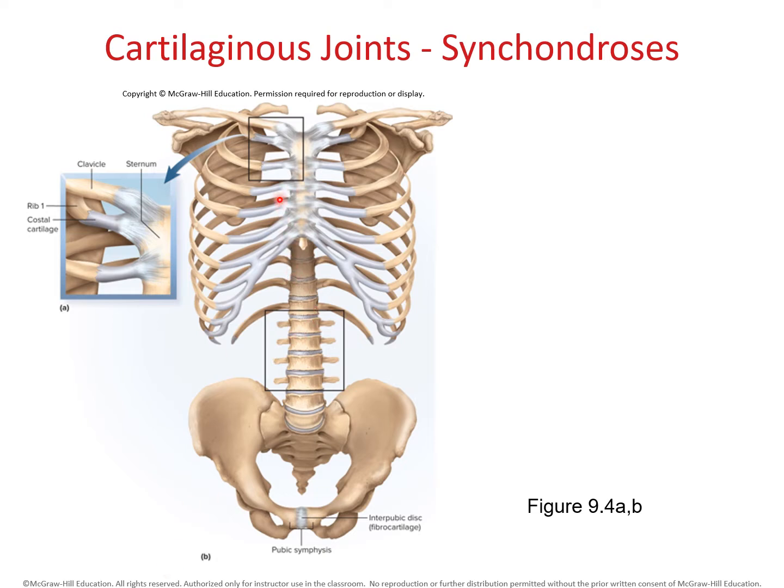She's done. All right. So the rest of these ribs are actually connecting to the sternum by way of synovial joints. And that is hyaline cartilage. Remember, that's still hyaline cartilage.